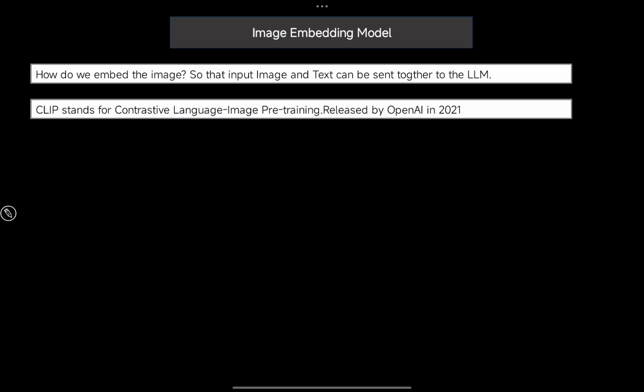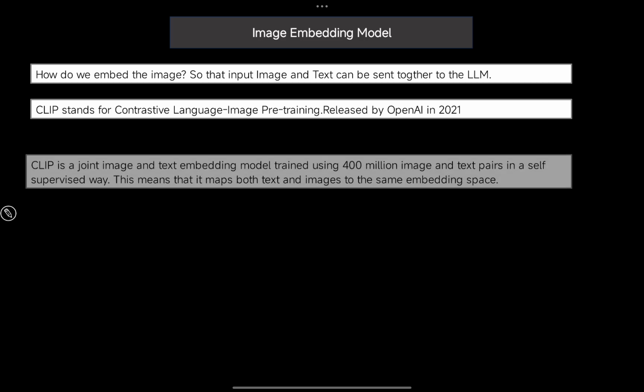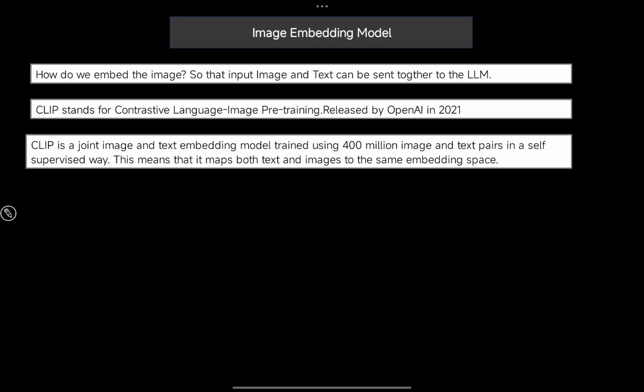What we generally use is CLIP. CLIP stands for Contrastive Language Image Pre-training, and it was released by OpenAI in 2021. This CLIP is a joint image and text embedding model that was trained using 400 million image and text pairs. What OpenAI did at that time was scrape a lot of images and the corresponding captions from the internet, club those as pairs, and then train CLIP in a self-supervised way, right?